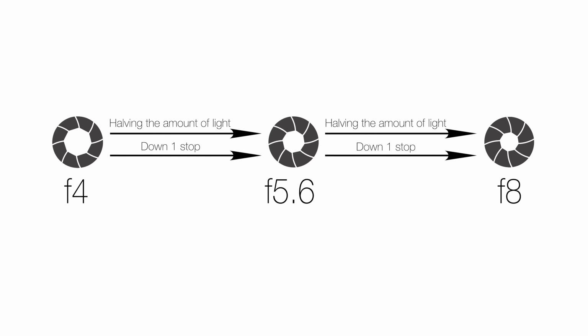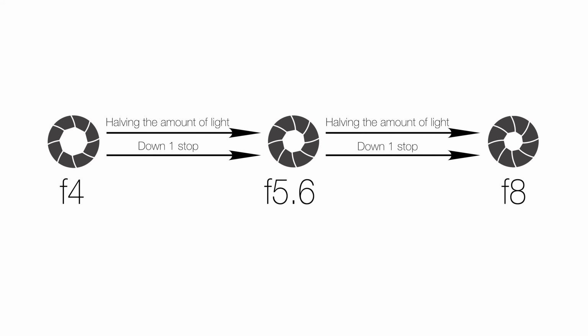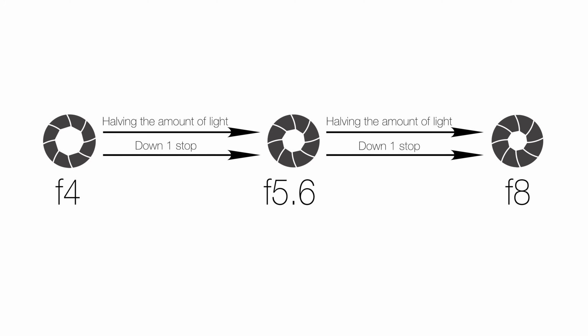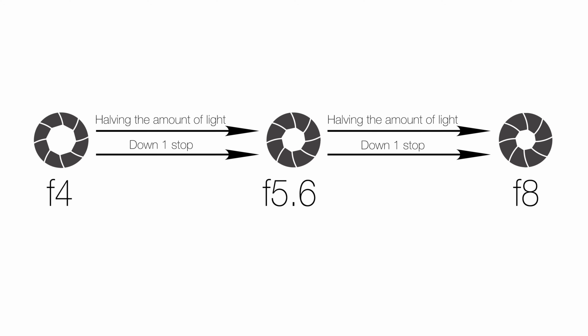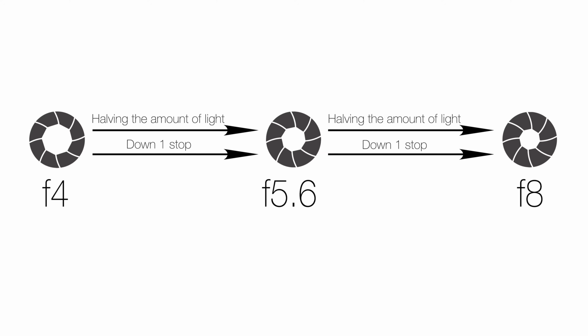So if you went from f4 to f5.6, what you've done is you have decreased the light by half, and that means that you've gone down by one stop. So you've gone from one f-stop to the next.